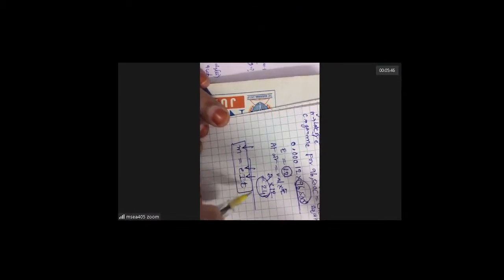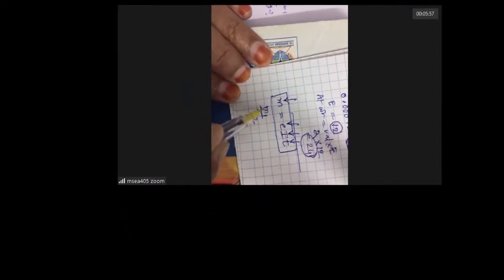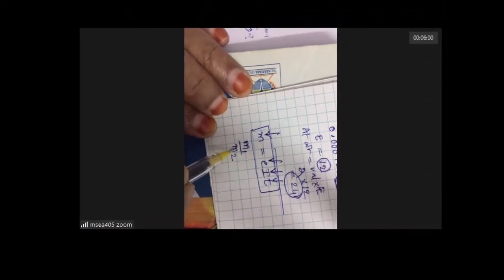Sir, I should remember three relations to solve problems on Faraday's laws. First relation: M is equal to EIT. Mass of an element produced during electrolysis is equal to its electrochemical equivalent into current strength in amperes into time in seconds. Second point: when the same charge is maintained through different electrolytes, then M1 by M2, mass of one element produced by mass of second element produced, is equal to equivalent weight of first element divided by equivalent weight of second element.